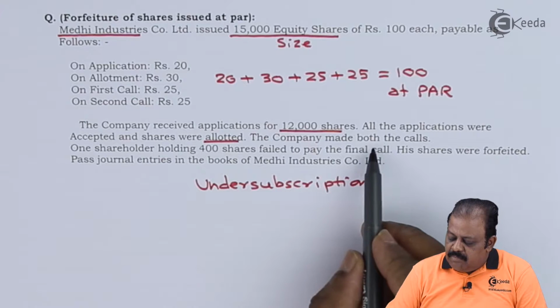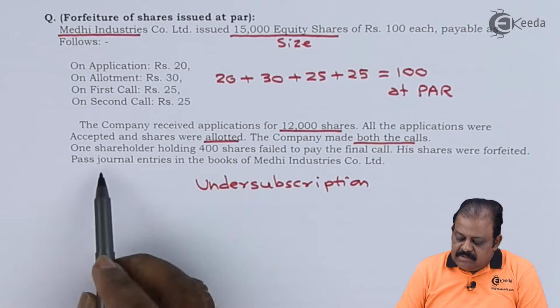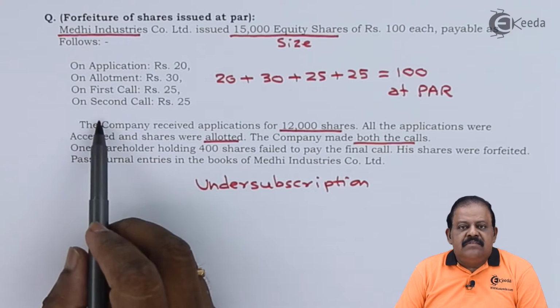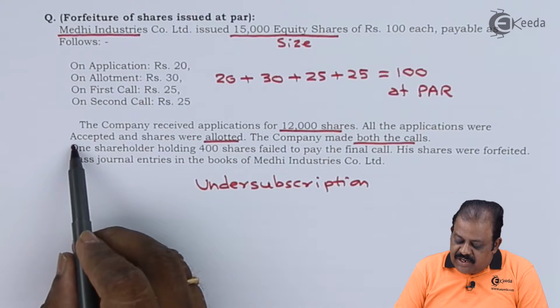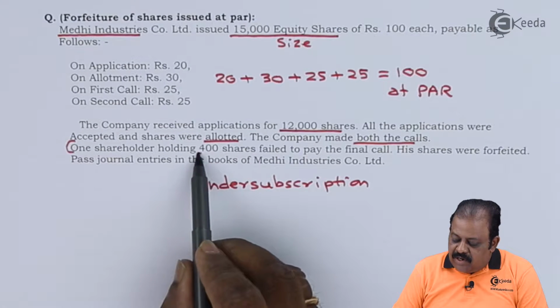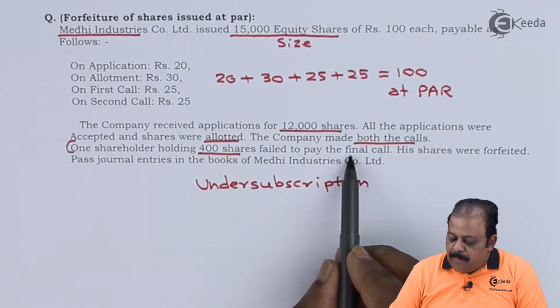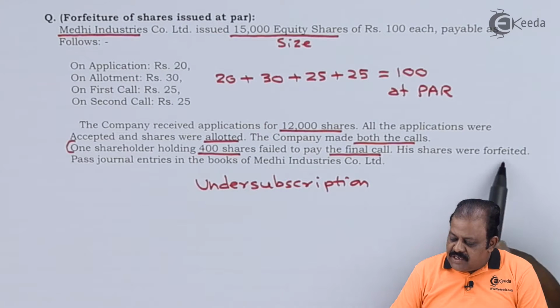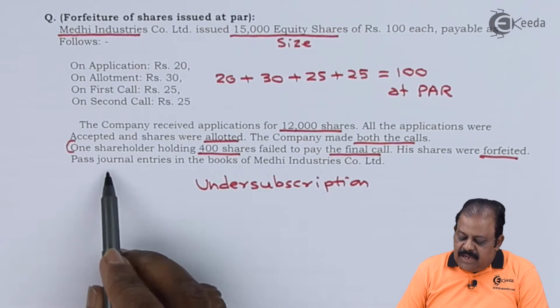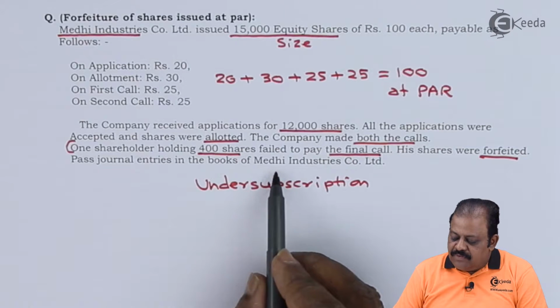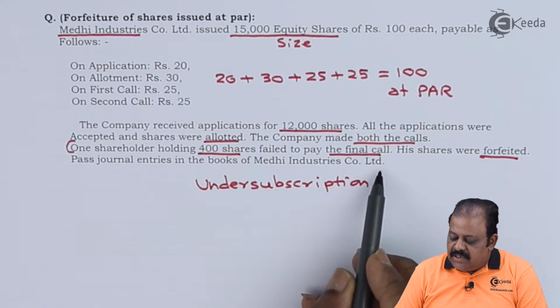The company made both the calls, that is first call and second call. One shareholder holding 400 shares failed to pay the final call. His shares were forfeited. Pass journal entries in the books of Medhi Industries Company Limited.